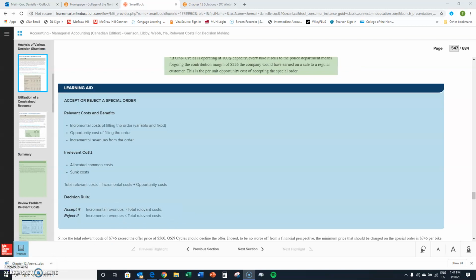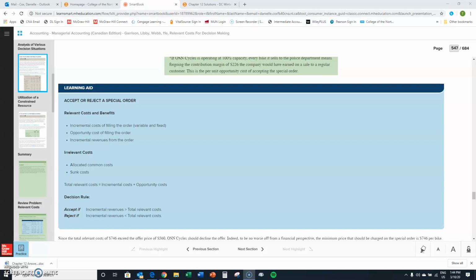So now we're moving on to accepting or rejecting a special order. So a special order is usually like a one-time thing. It's not part of your normal operations. It's a special request to fill an order, for example. So relevant costs and benefits that need to be taken into account in your decision are the incremental costs of filling the order. So again, that's both fixed and variable costs, anything that's going to increase because you're taking the order. Opportunity cost of filling the order. What are you giving up?